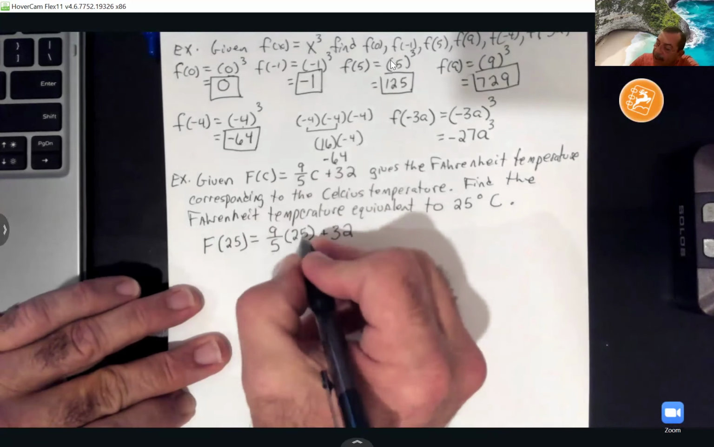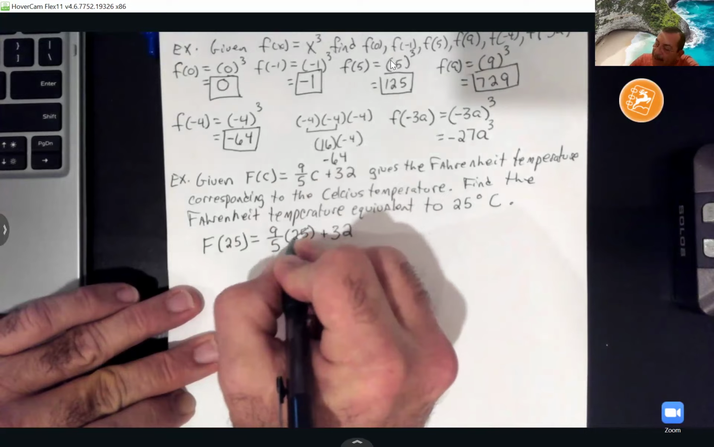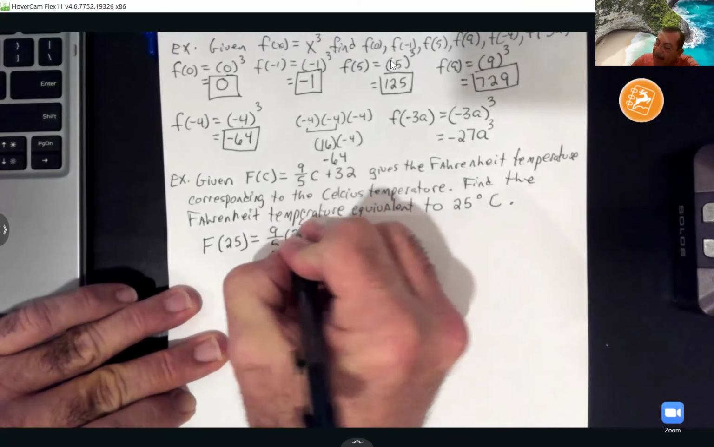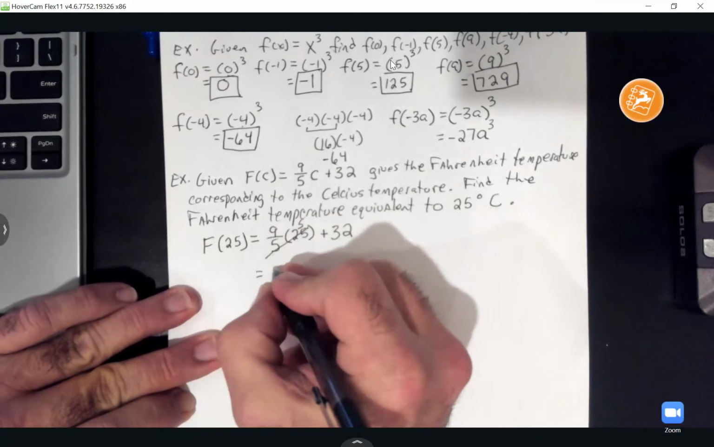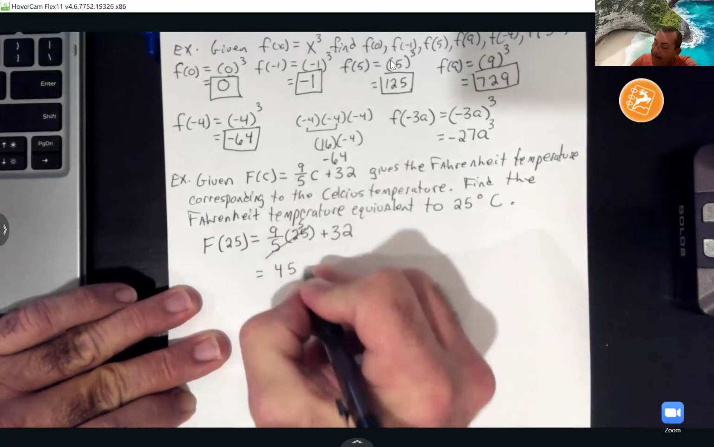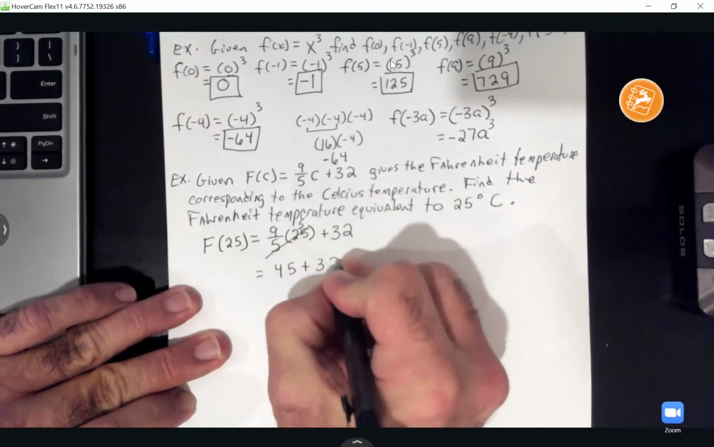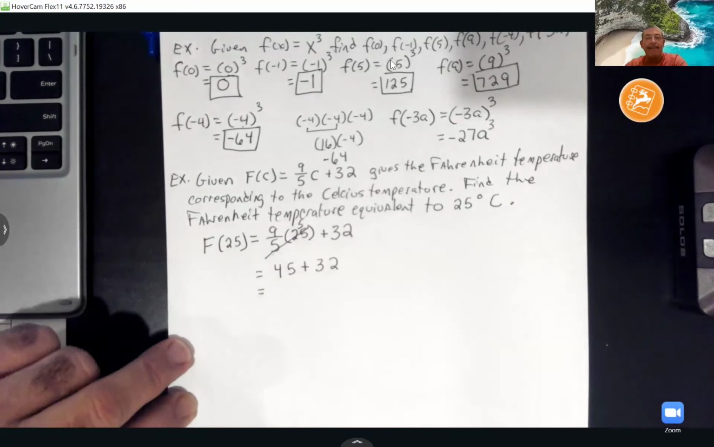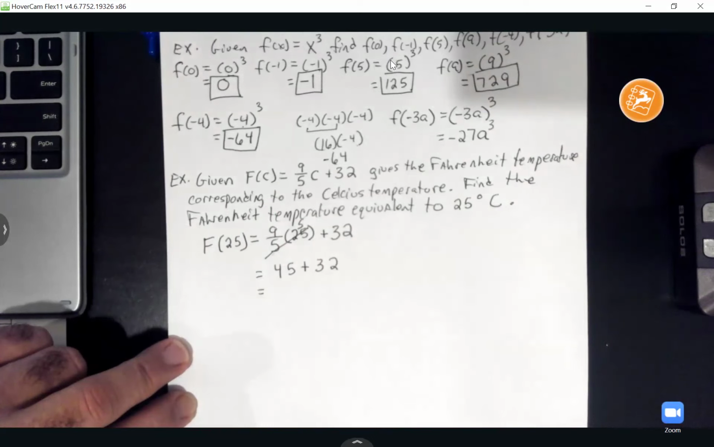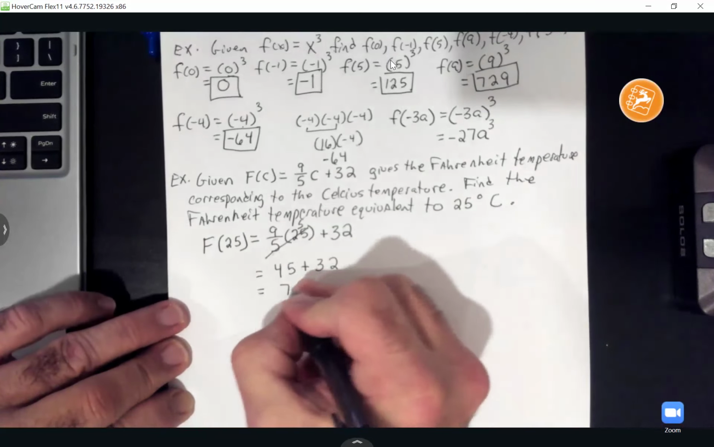But watch this trick. You can take the 25, divide by the 5, and make that a 5. And 9 times 5 now gives me 45, plus 32 for a Fahrenheit temperature of 77. 77. There you go.